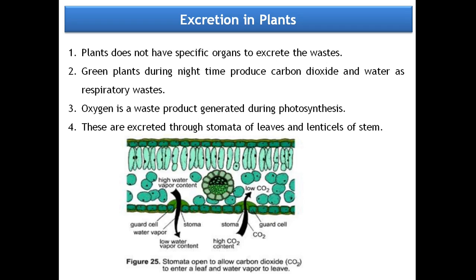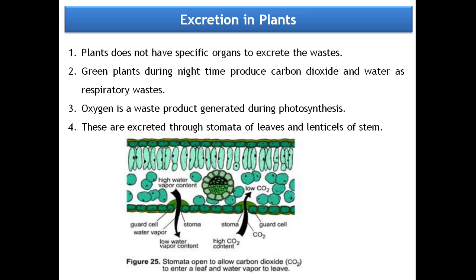First and foremost, CO2 is a respiratory waste. Like animals, plants also utilize oxygen during respiration, and they release carbon dioxide as a respiratory waste. During the daytime, this carbon dioxide is used in photosynthesis. But during night time, and in plants which do not possess chlorophyll, non-green plants, they produce carbon dioxide as respiratory waste. And oxygen is the byproduct or waste product of photosynthesis.